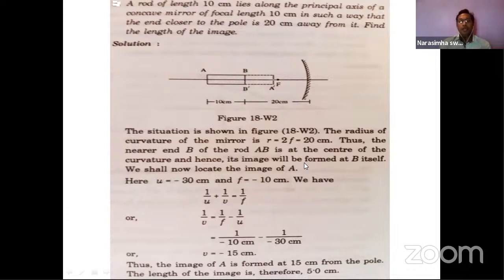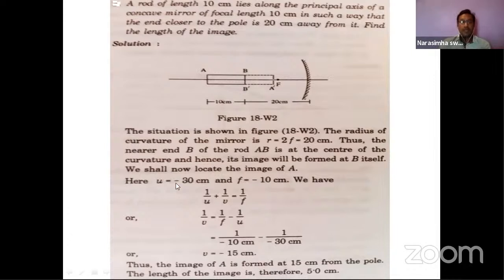So here the image is formed at this point, means for B it will be here. Now we need to calculate for A. We shall now locate the image of A. So what is u here? Object distance, because A now became the object. The total length is 10 and this distance is 20, so the total distance is 30 centimeters. And the focal length is already given as 10 centimeters.